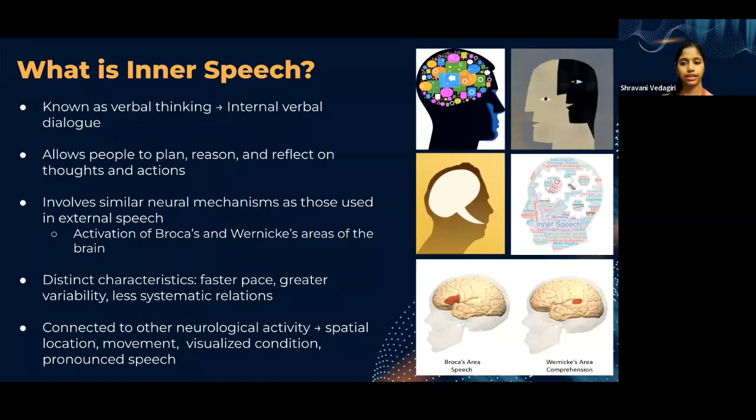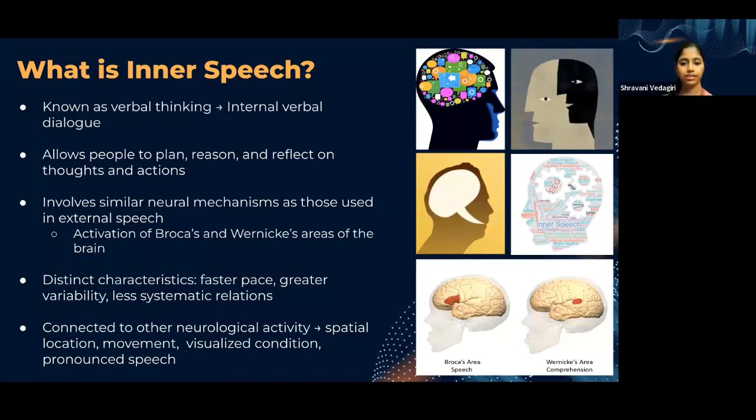Research has suggested that inner speech involves similar neural mechanisms as those used in external speech, such as activation of similar areas, specifically the Broca's and Wernicke's areas of the brain. The Broca's area, as depicted in the picture on the bottom right of the screen, is used for speech, whether that be external or internal, while the Wernicke's area is used for comprehension of what a person reads, sees, or thinks.